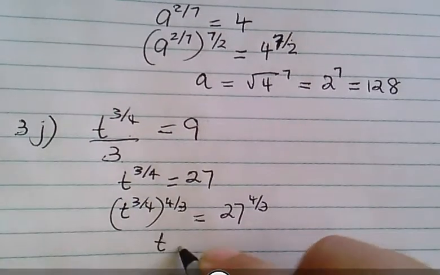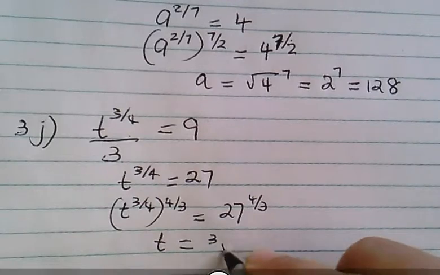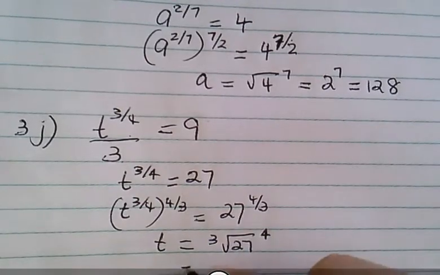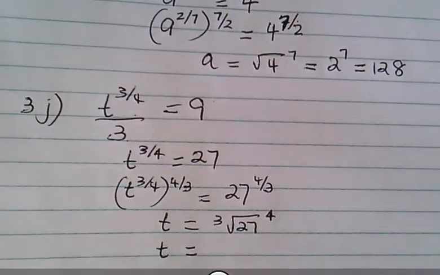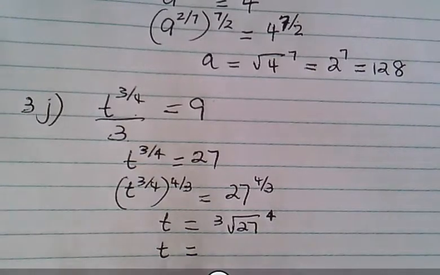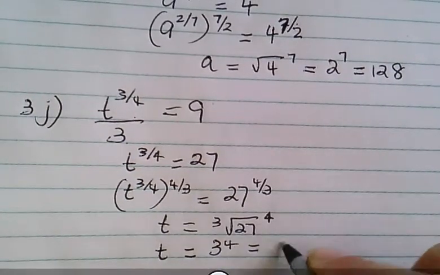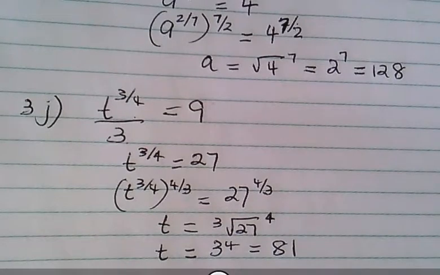So we get that t equals the cube root of 27 to the power of 4. What's the cube root of 27? 3. So it's 3 to the power of 4, which is 81. Because it's 3 squared times 3 squared. 9 times 9 is 81.